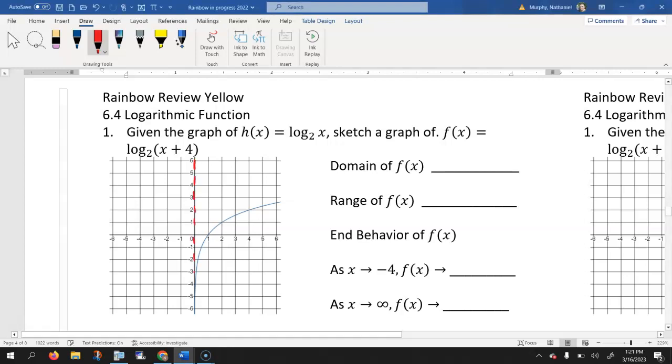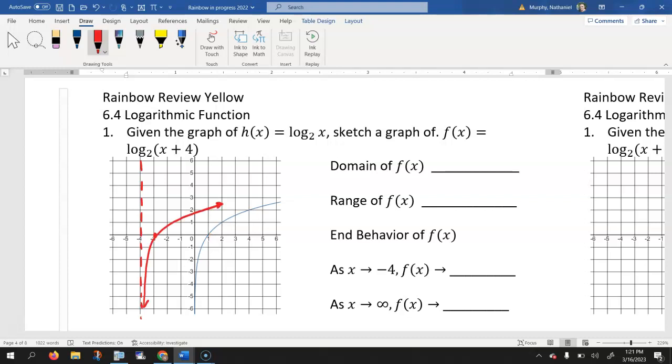Now remember, the original function has an asymptote here at x equals 4. So I'm going to move that over 4 units to the left. So this would be where my new asymptote would be. And this x-intercept, we're going to move that to the left 4 units. 1, 2, 3, 4.